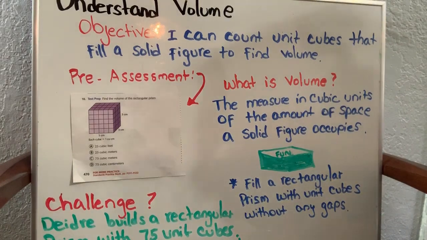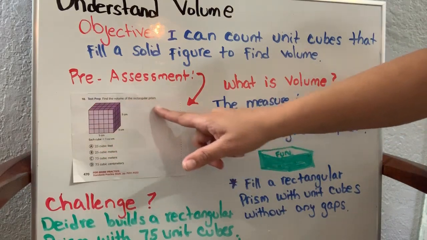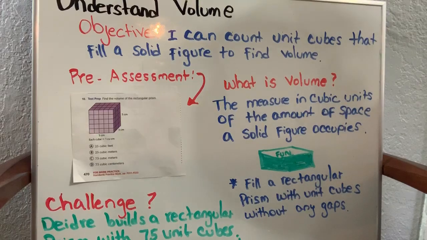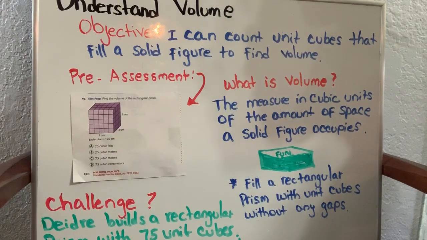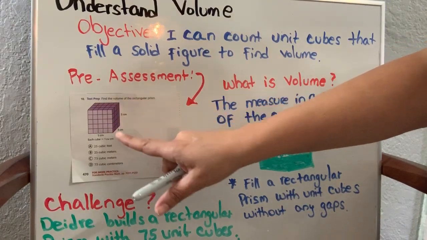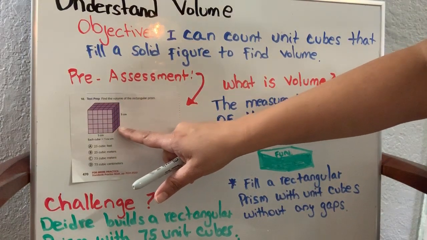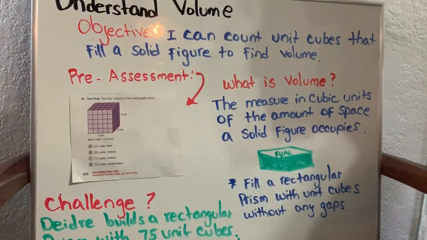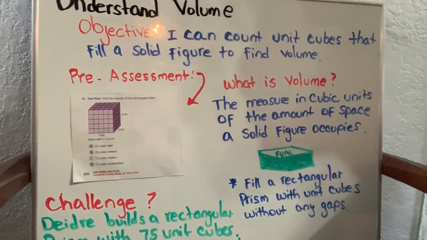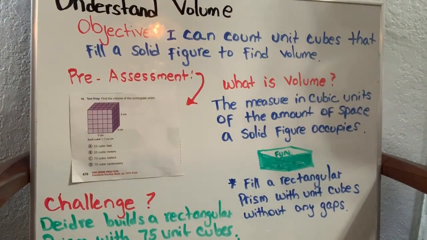The first thing I want us to do is ask a pre-assessment question right here. Look at this rectangular prism, and I'll ask you, find the volume of the rectangular prism. Now, I don't know if you can see, but it is 5 centimeters in height, 3 centimeters in width, and 5 centimeters in length. If you have 5, 5, and 3, what is going to be the volume? Now, if you don't know what to do yet, it's okay. I'll show you what to do and we'll go back to that at the end, okay?